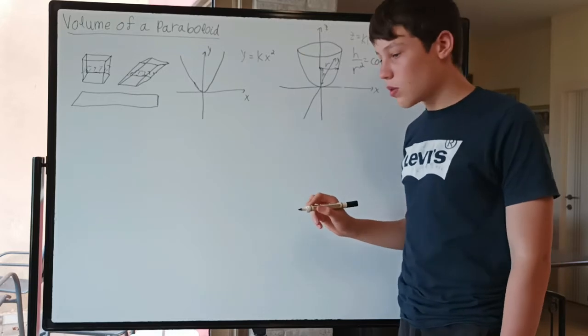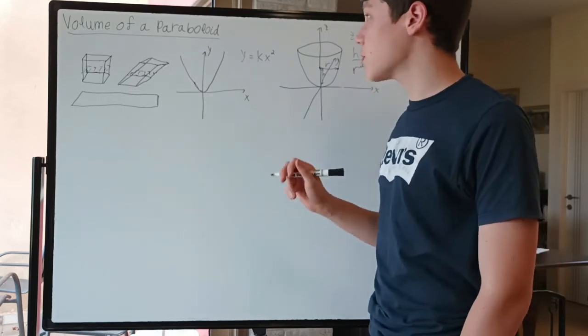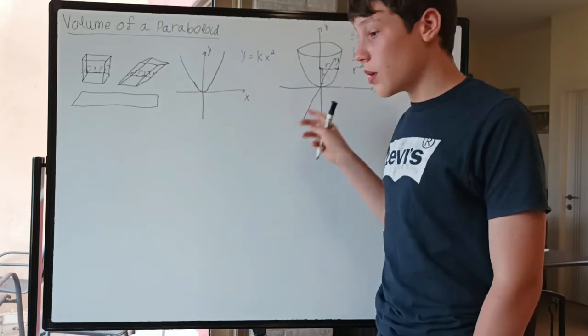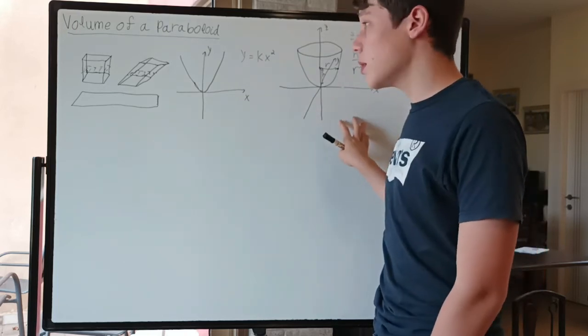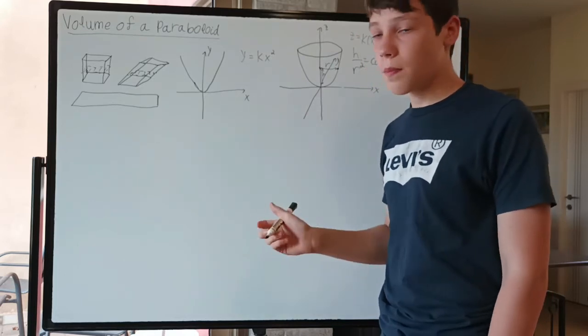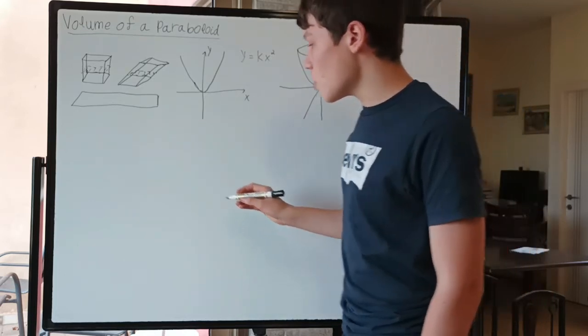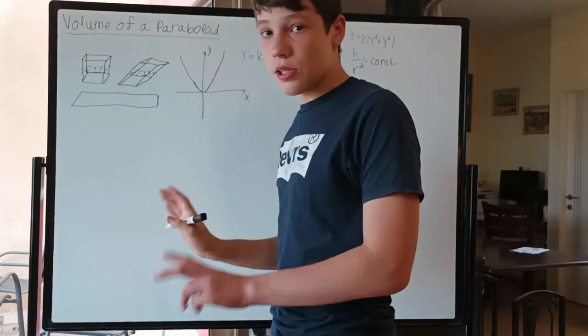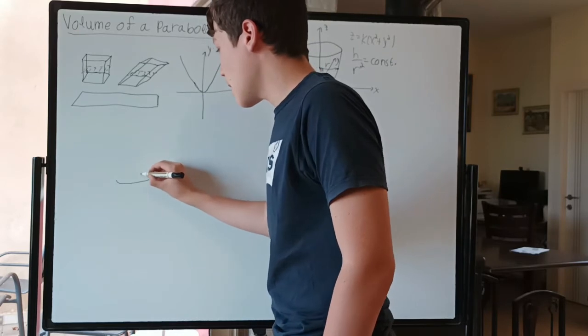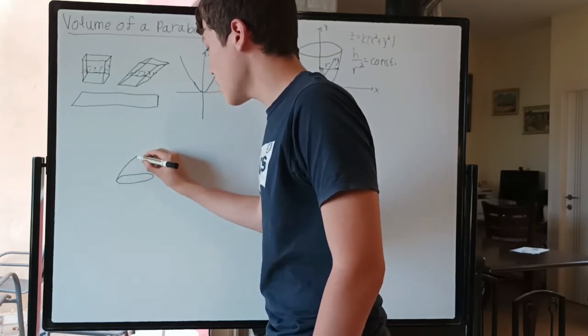So now let's use Cavalieri's principle to find the volume of a paraboloid. Now we understand what a paraboloid is and what principle we're going to use, which is Cavalieri's principle. So what we're going to do is take 2 objects. The first one will be an upside down paraboloid.